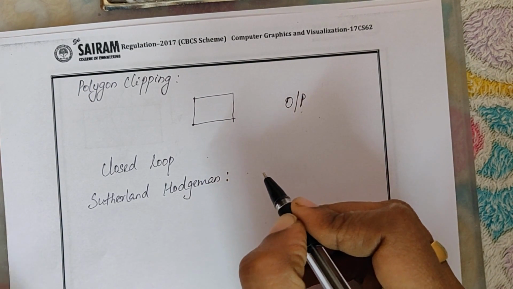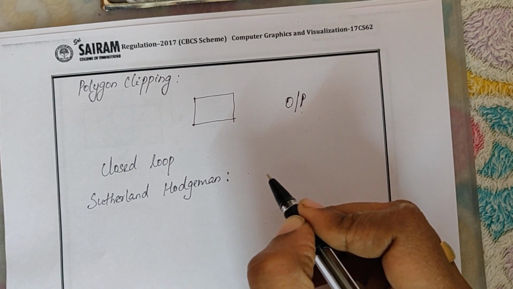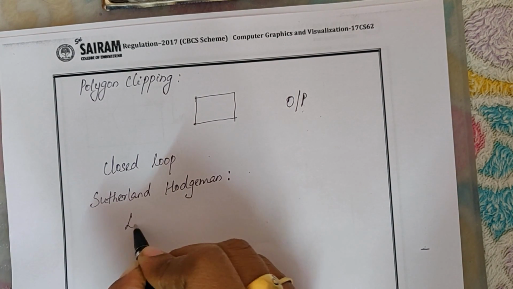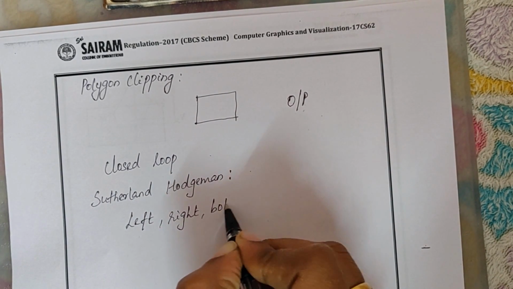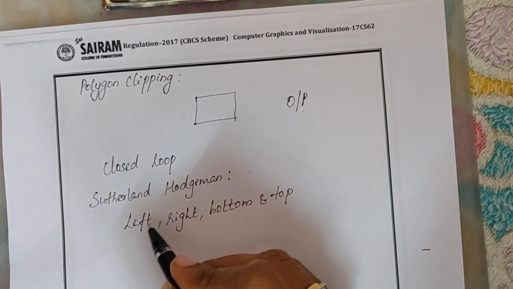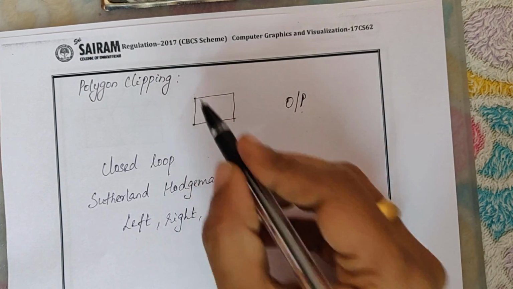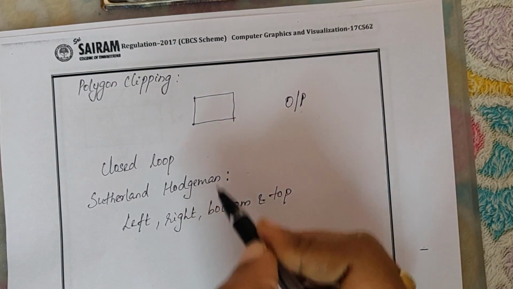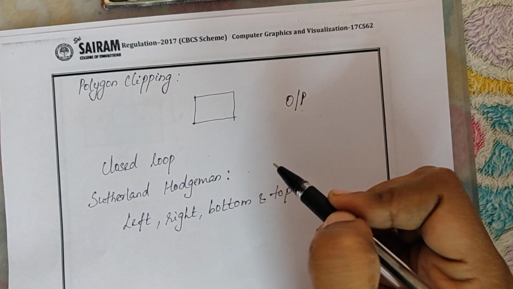In this algorithm, we have to send a pair of vertices through a series of clippers. The four clippers are left, right, bottom and top. Left clipper is the left boundary of my clipping window, right clipper is the right boundary of my clipping window, bottom clipper is the bottom boundary of my clipping window and top is the top boundary of my clipping window, right?